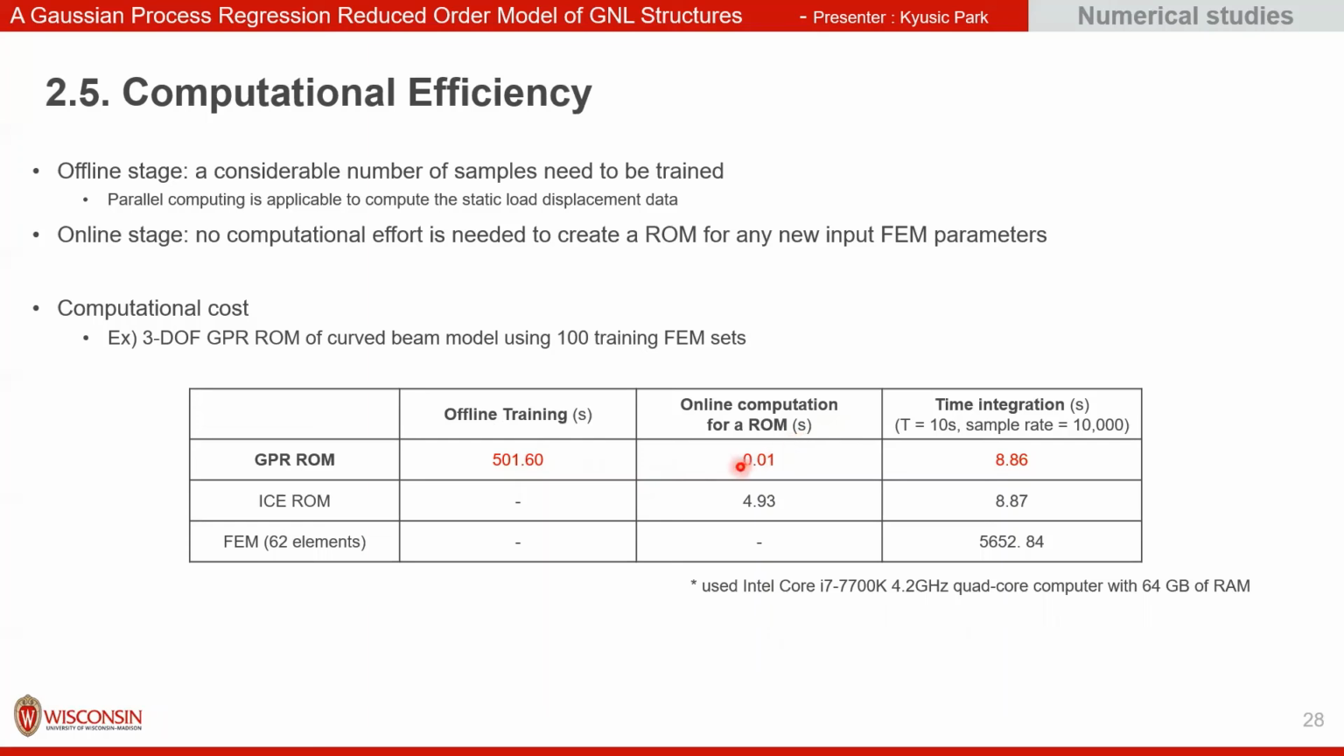In the online stage, the GPR ROM could quickly generate an ICE ROM in less than a second for any given set of FEM parameters, while the ICE ROM approach needed to newly compute the static data to create a corresponding ROM. The GPR ROM was also tested to integrate the random responses, and it was revealed that the computational efficiency was the same as that of ICE ROM. So they were orders of magnitude faster than integrating the full FEM.